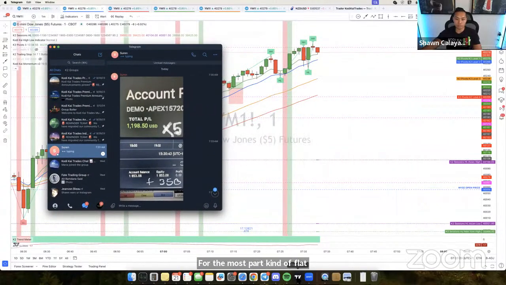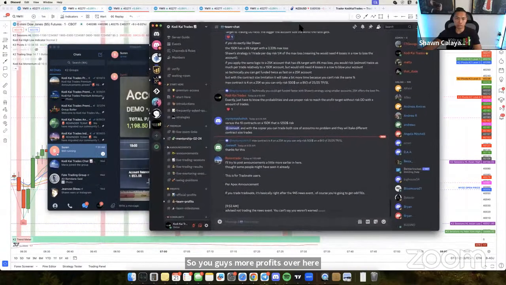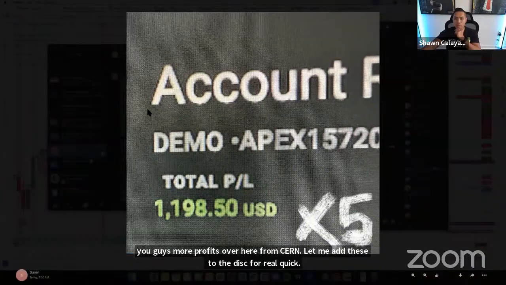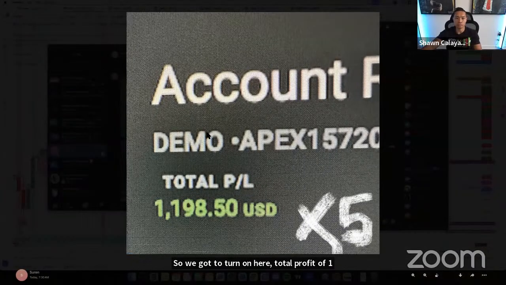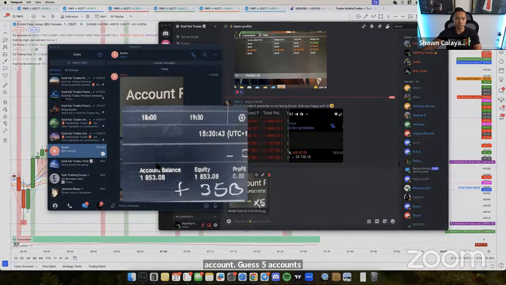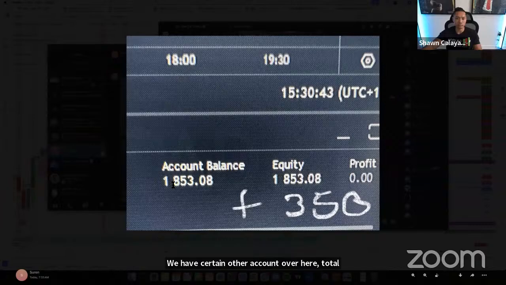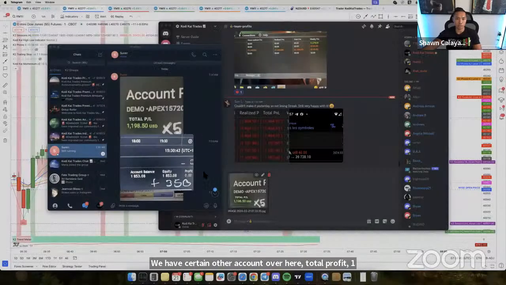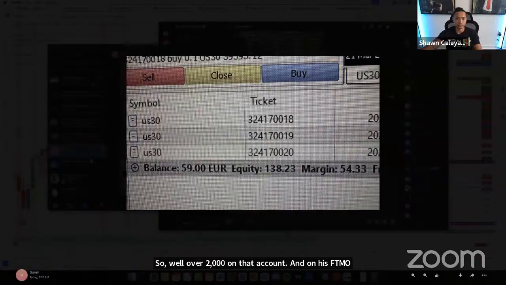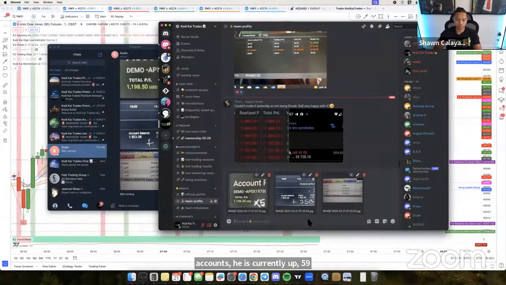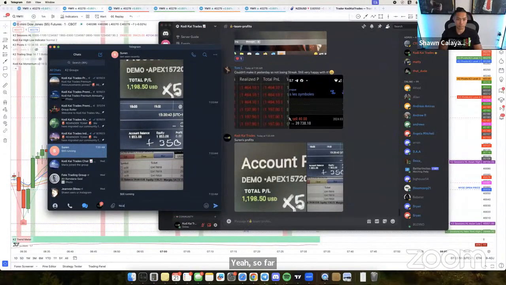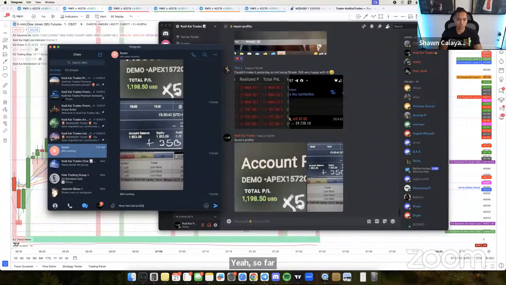So we got some more profits over here from Surin. Let me add these to the Discord real quick. We got Surin over here, total profit of 1,198 per account. He has 5 accounts here on Apex, so well over 5,000 for the day for Surin. We have Surin's other account over here, total profit of 1,853 plus 350, so well over 2,000 on that account. And on his FTMO accounts, he is currently up 59. Nice work, Surin. Those are Surin's profits so far. Profits for the day.